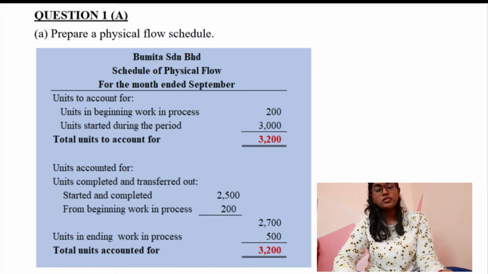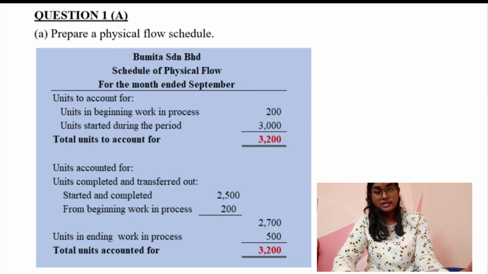Question 1A is to do a schedule of physical flow. The format is as shown. We must begin with units to account for, where we will add units in beginning work in process, 200 units, and units started during the period, which is 3000 units. So we will get total units to account for as 3200 units. And then we must calculate units accounted for. The total for both must be the same, which is 3200 units.